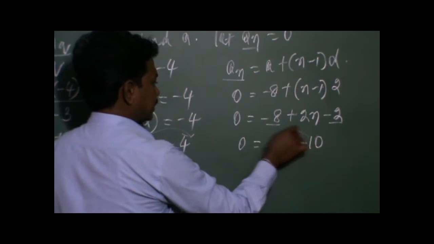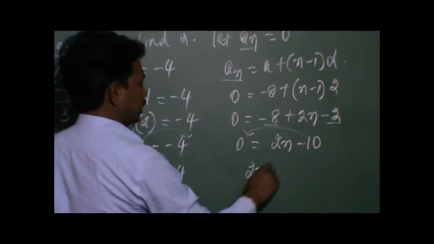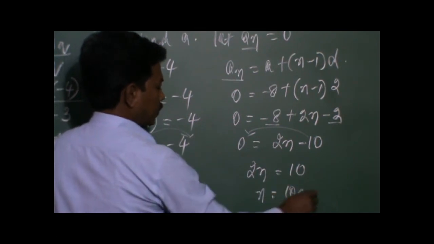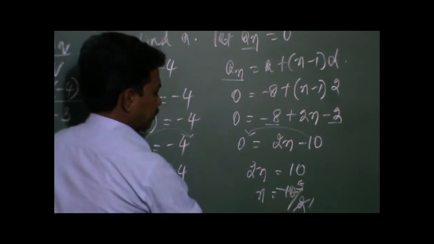So transpose this minus 10 to the LHS. So that becomes 2n is equal to 10, n is equal to 10 divided by 2, 2 fives are 10, so n is equal to 5.